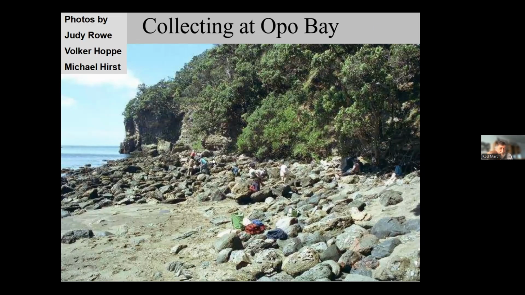This is on the west side of Opo Bay, the collecting area. You can see it gets pretty hot out there working on the rock, so a lot of people are sitting here under the Putakawas. You can see the lava flows going out here, but there is a lot of pyroclastic material as well, and you can actually see in these boulders along the beach different textures and colors. So there's plenty to look for.